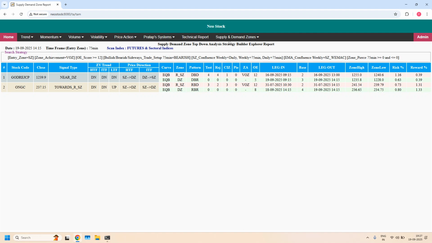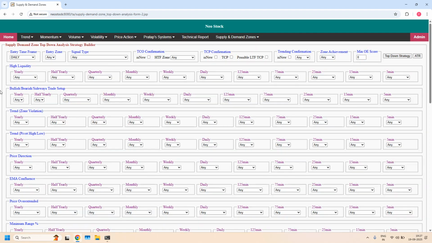Next, let us generate daily income trade reports. For daily income trade, entry time frame is 15 minutes. Entry zone is demand zone, bullish or bearish or sideways at 15 minutes. I am selecting sideways long. Zone achievement: violated opposing zone.